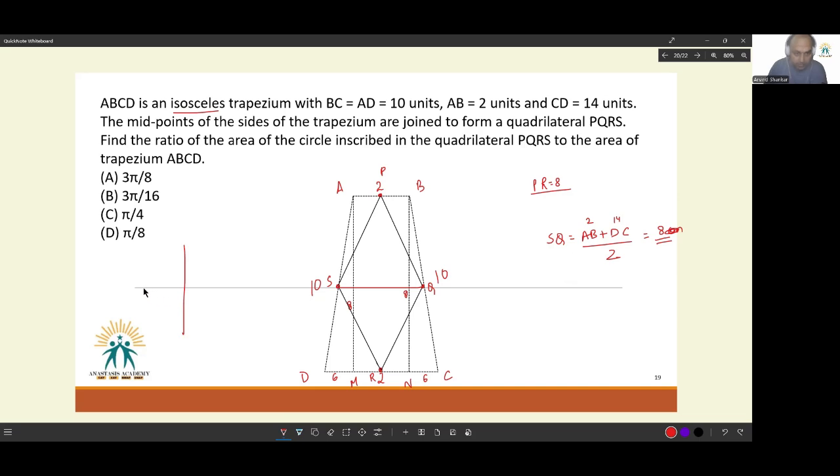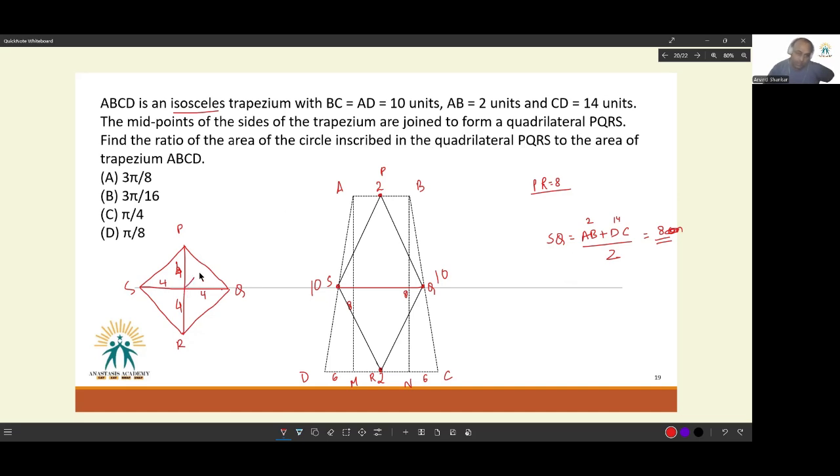8 centimeters and 8 centimeters. This is P, Q, R, S, 8 centimeters, 8 centimeters. This is 4. This is also 4. This is also 4. This is also 4. Okay. Now, wonderful thing. See, ratio of the area of the circle inscribed in quadrilateral PQRS.